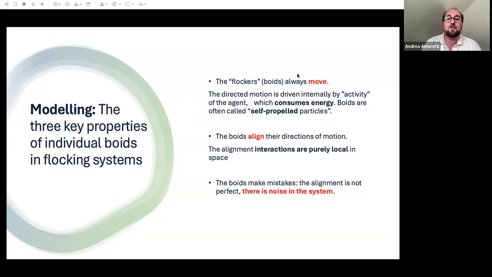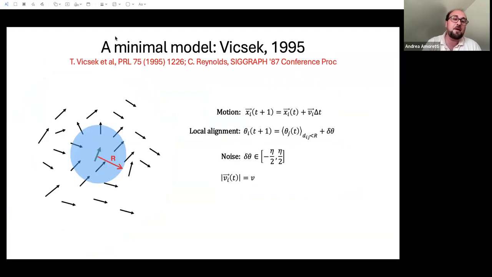So probably the very first effective example of a model that describes active polar particles was derived in 1995 by Vicsek.